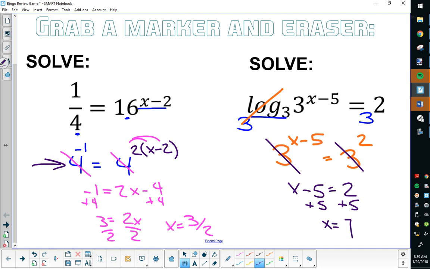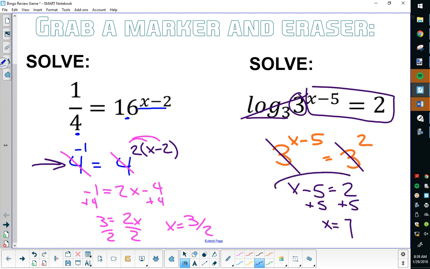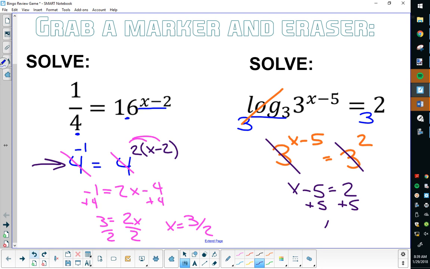Done. This one's actually even easier than that. We could have started right here. If you would have seen log base 3 and 3 to a power, those two things are opposite, so they would have canceled right from the beginning. And you would have had x minus 5 equals 2, which is what we had. The key to that problem was understanding the opposite of log base 3 is 3 to a power. When we do it to both sides, we can cancel.